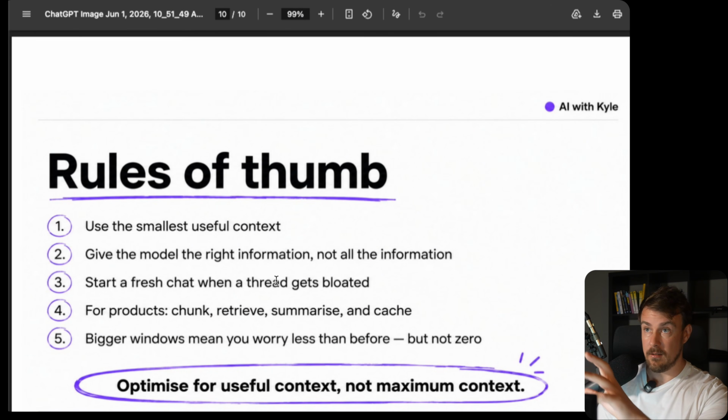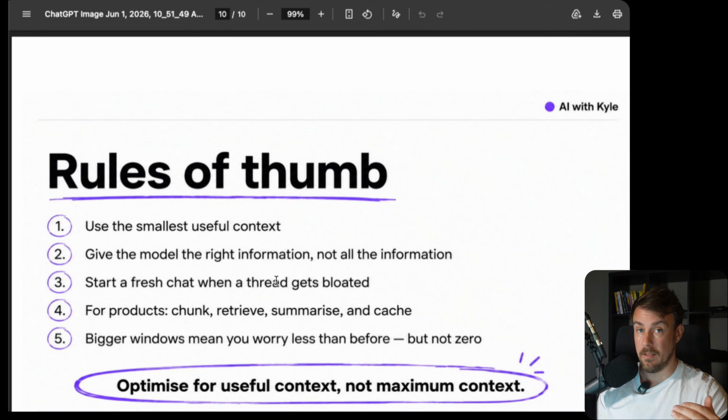Starting a fresh chat when a thread gets bloated still works. So I know we have context compacting. That said, every time you compact your context, it is basically like taking a photocopy of a photocopy of a photocopy. There's going to be a degradation. So depending on what the task is, if you do need fidelity, if you do need it to be high quality, then sometimes it's better just to start a new chat rather than continue one thread that you've been using for the last couple of months.